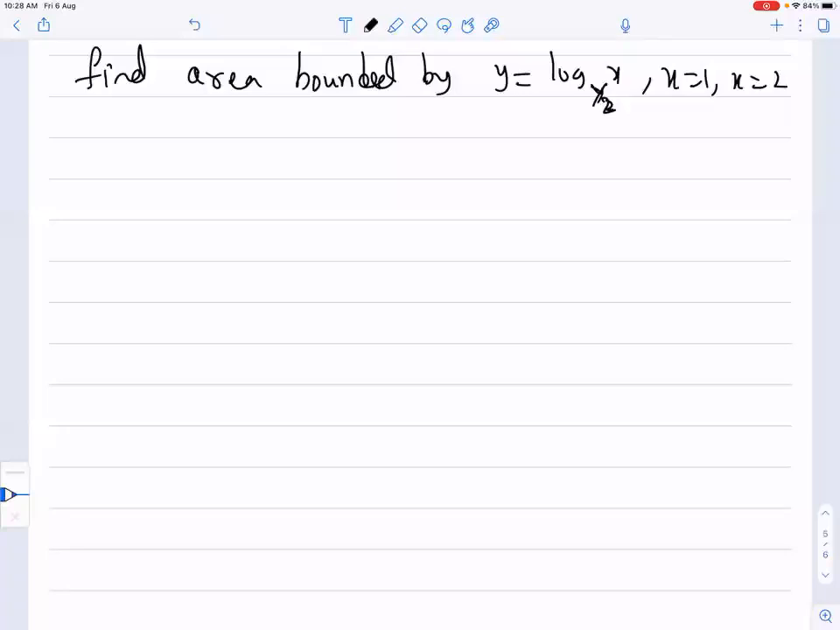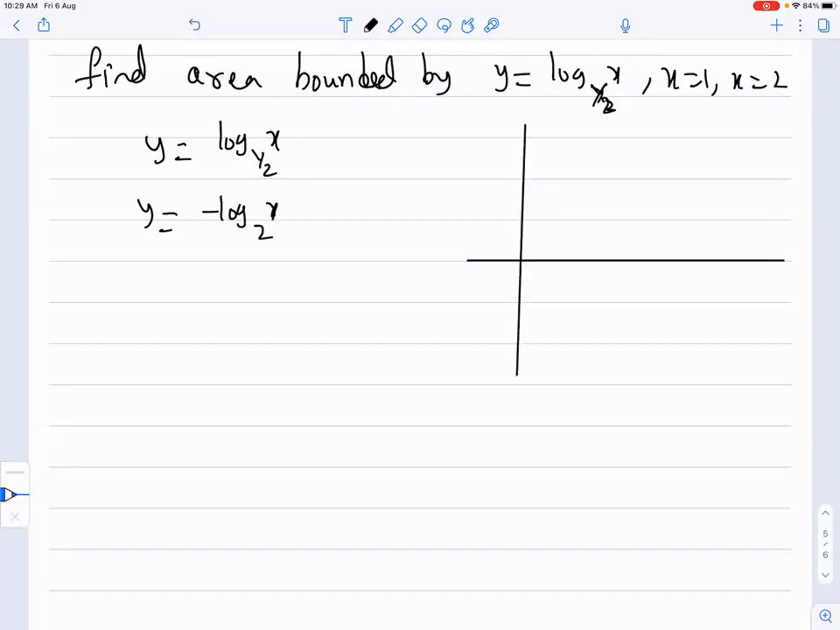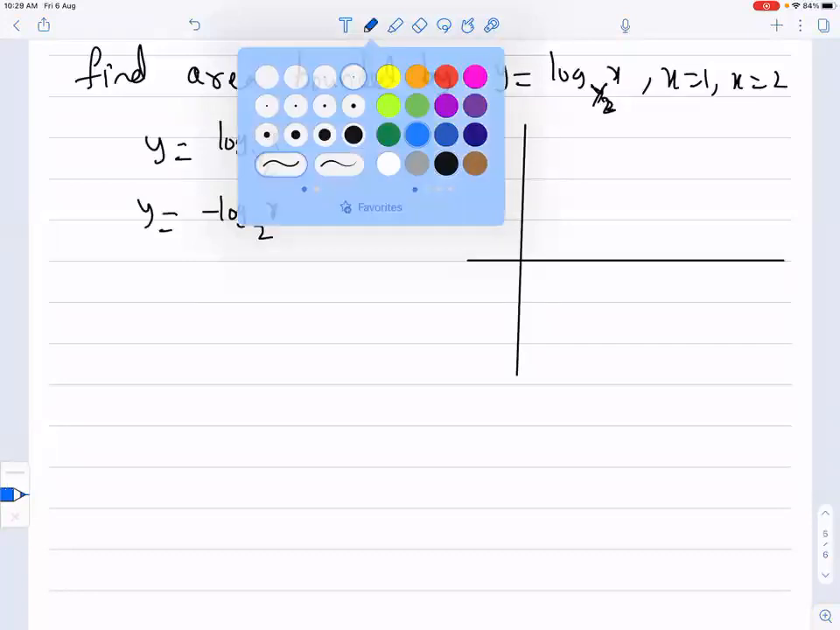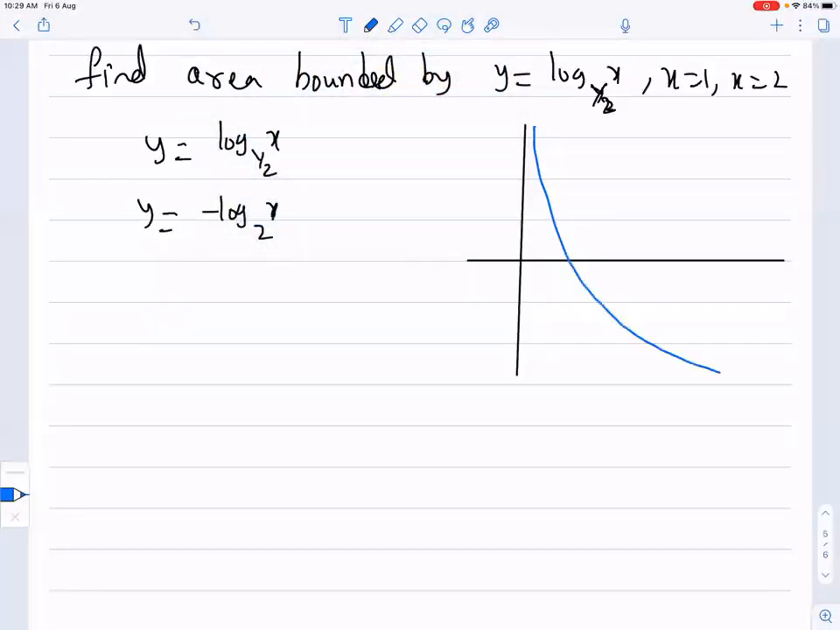Find area bounded by y equal to log x base half. See, log x base half is a decreasing curve. Okay, if I have to precisely tell you, y equal to log x base half, that you can write as 2 power minus 1 minus log x base 2. Log x base 2 multiplied by minus. The graph is going to be like this. A decreasing curve.